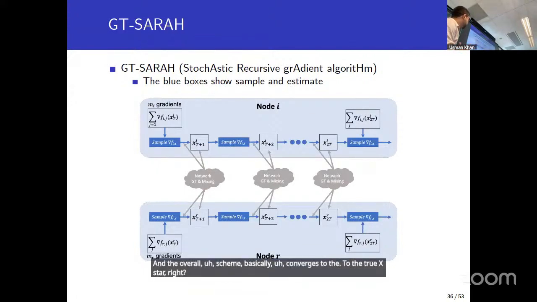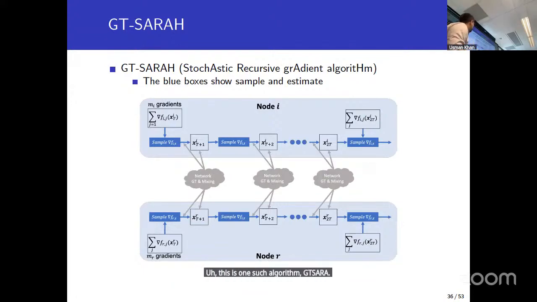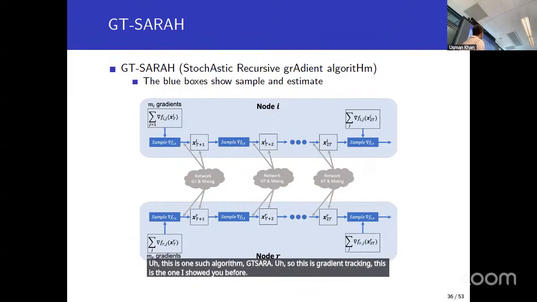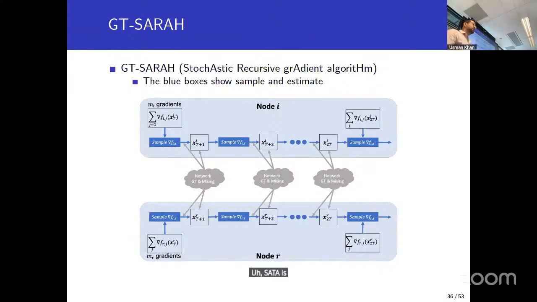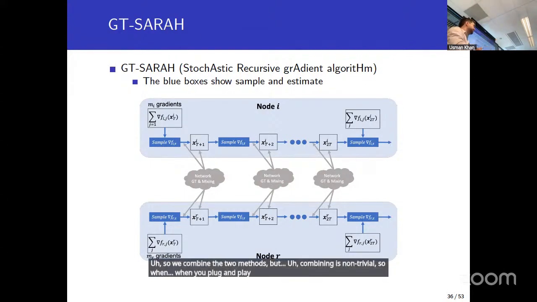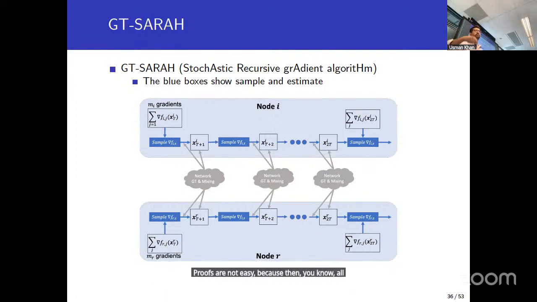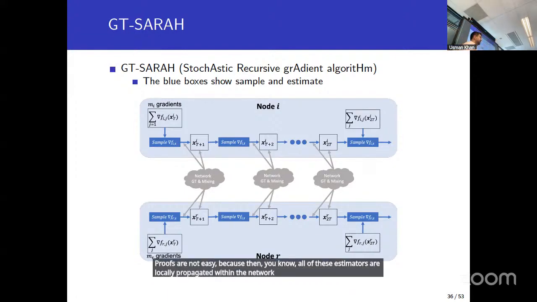This is one such algorithm, GT SARA. So this is gradient tracking, the one I showed you before. SARA is a centralized variance reduction method that was proposed a few years ago. So we combine the two methods, but combining is non-trivial. When you plug and play this in a distributed setting, the proofs are not easy because all of these estimators are locally propagated within the network. So the network comes into play, and if the network is too weak, then convergence deteriorates.